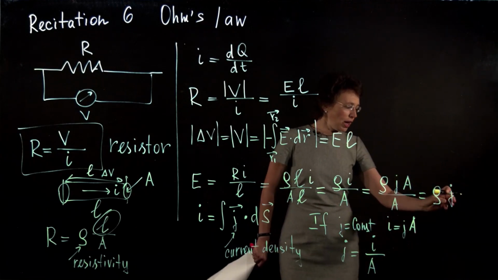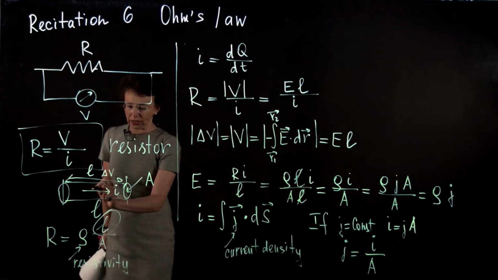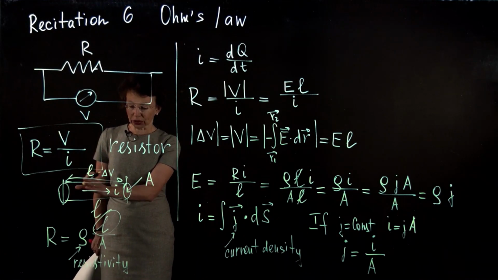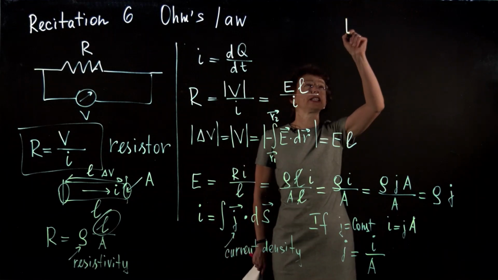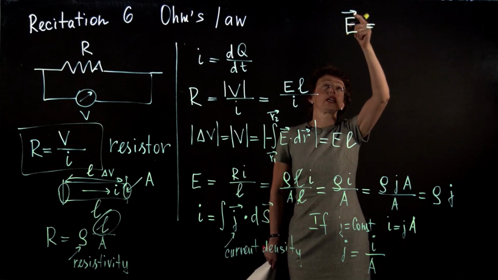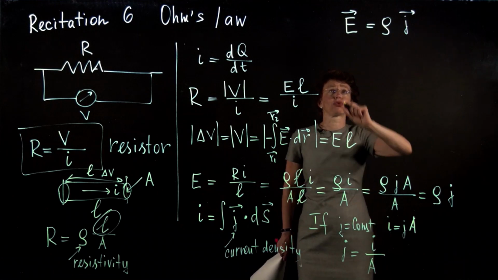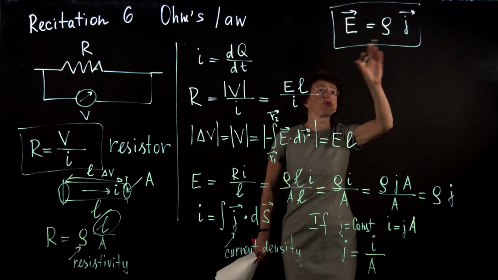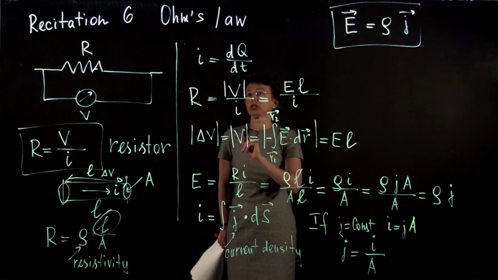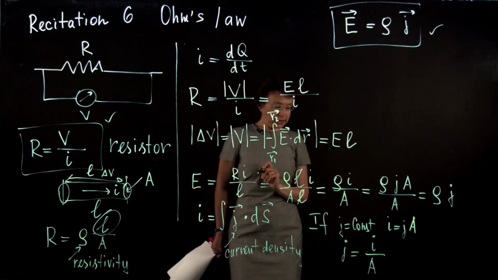Since J is a vector, and the direction of the vector is in the same direction as the direction of current, and the electric field is in the same direction, I can write the relationship between E and J in vector form. They are in the same direction. E is rho J. And this is another form of Ohm's law that we will use a lot when we work with circuits. And we will need both forms of Ohm's law for today's recitation.